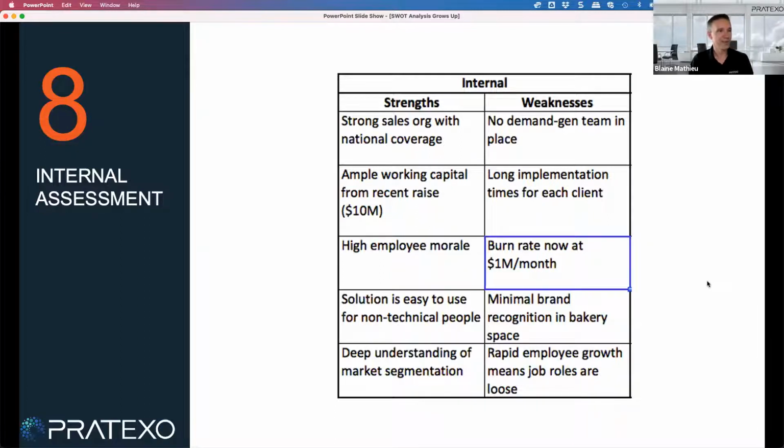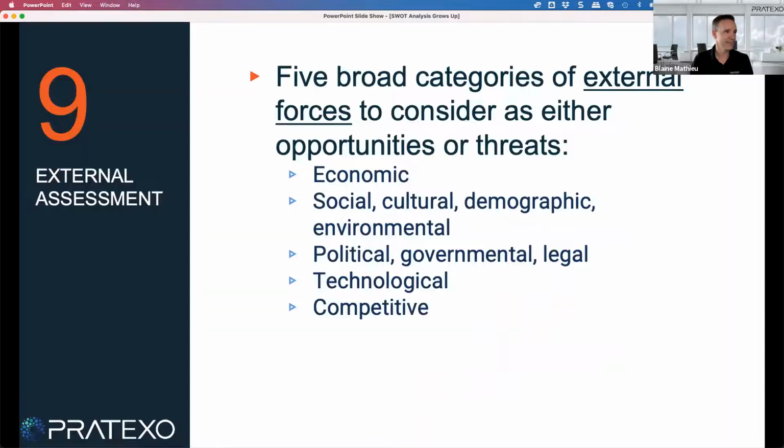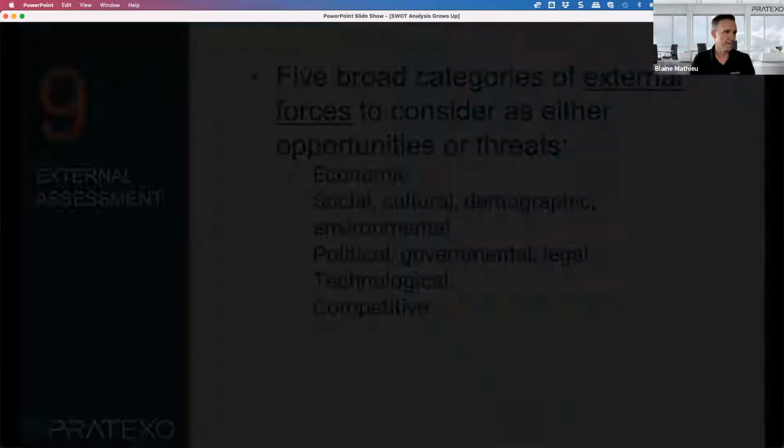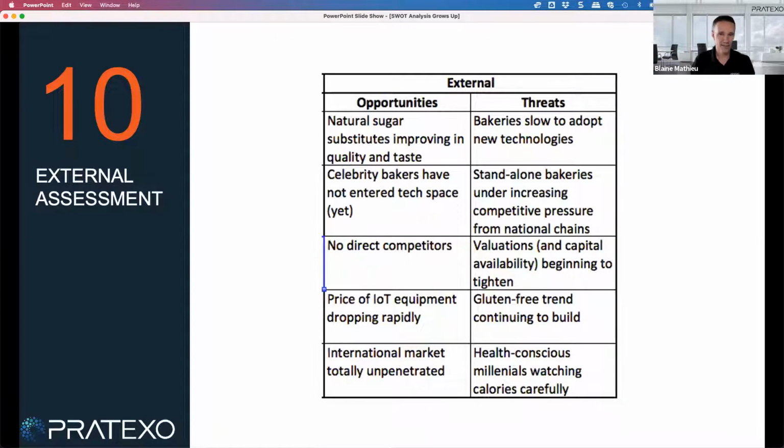I bet to some degree this analysis rings a bell with some of your companies, because a lot of early stage companies have a similar looking internal analysis. And then on the external side, the group that's brainstorming these factors: economic, social, political, governmental, etc. It's not only about competition. So let's go into Worbly's.